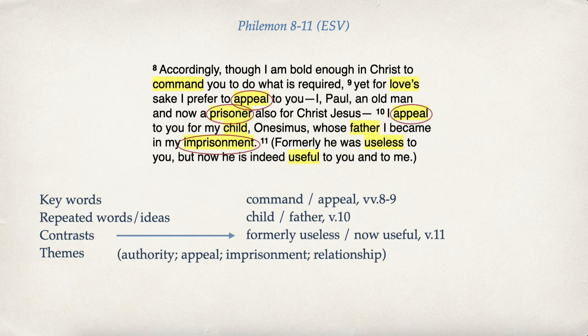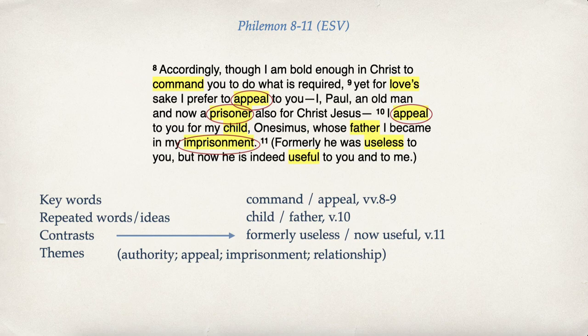What themes then emerge as we observe these things? Well, the theme of authority seems to be there. Appeal is there as Paul makes an appeal. Imprisonment is there because of the repeated idea here. And relationship. Paul says it is on the basis of love that he makes this appeal. And he speaks of Onesimus as a child and himself as a father. So that speaks of the theme of relationship.